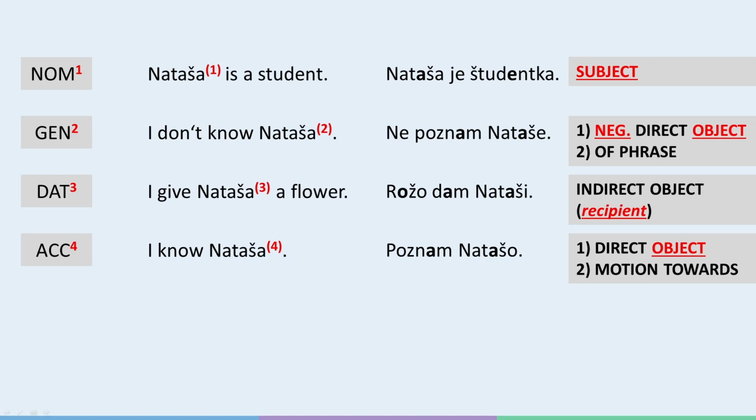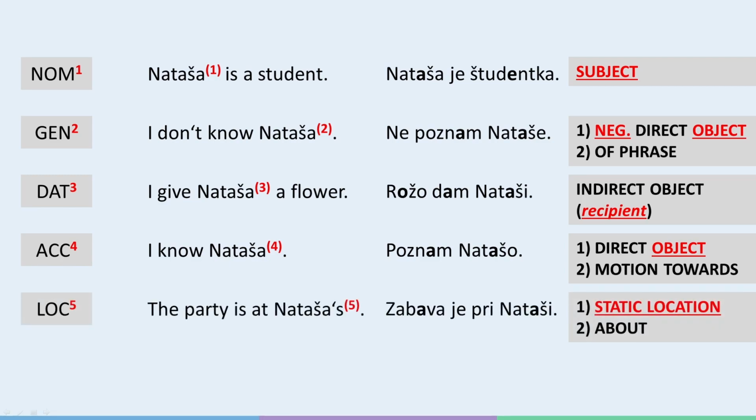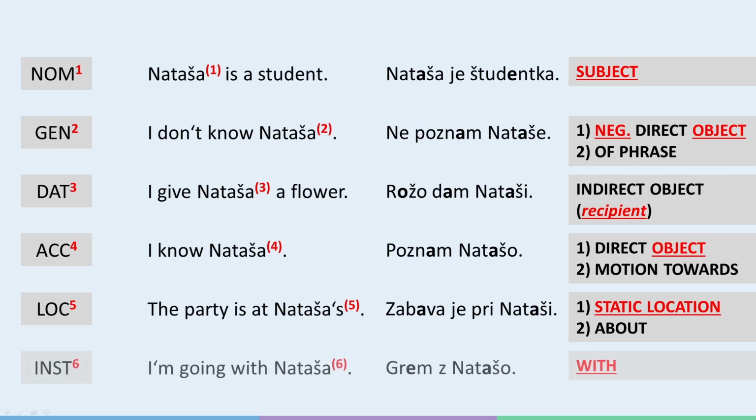The person that gives is the subject, the person that receives is the indirect object, and the thing that is given is the direct object. So in our example, I is in first case, Natasha third, and flower is in fourth case. The locative, as opposed to the second function of the accusative, is used with static location. It's also used with the preposition about. And finally, the instrumental is used with the preposition with, so when saying with someone or something.